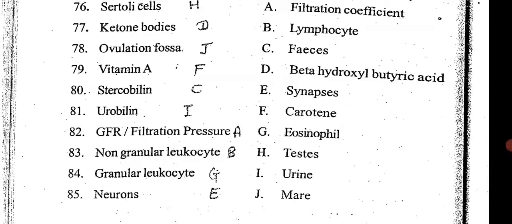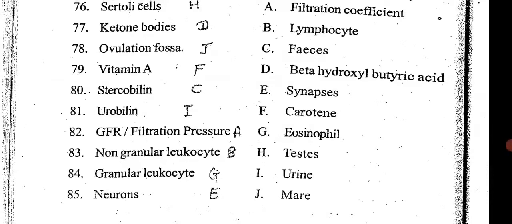Non-granular leukocytes are lymphocytes. Granular leukocytes are eosinophil along with basophil and neutrophils. Neutrophils have a 5 lobed nucleus. Maximum lobes are of neutrophils, and neurons have synapses.